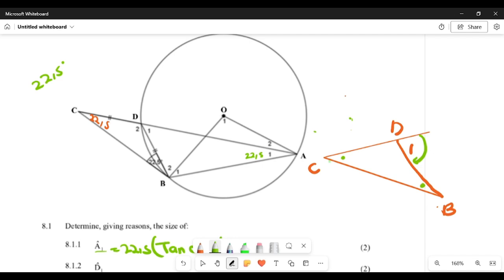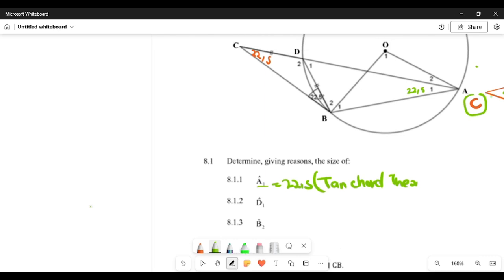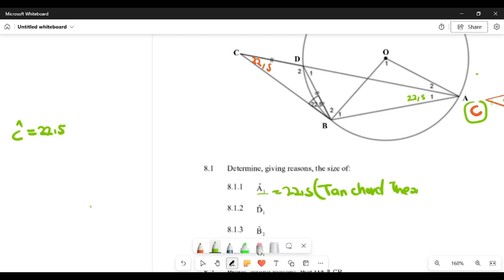So D1, firstly, I'm going to start by saying that angle C is equal to 22.5, because I mentioned that triangle. In triangle CDB, I said this is an isosceles triangle, so angles opposite equal sides.